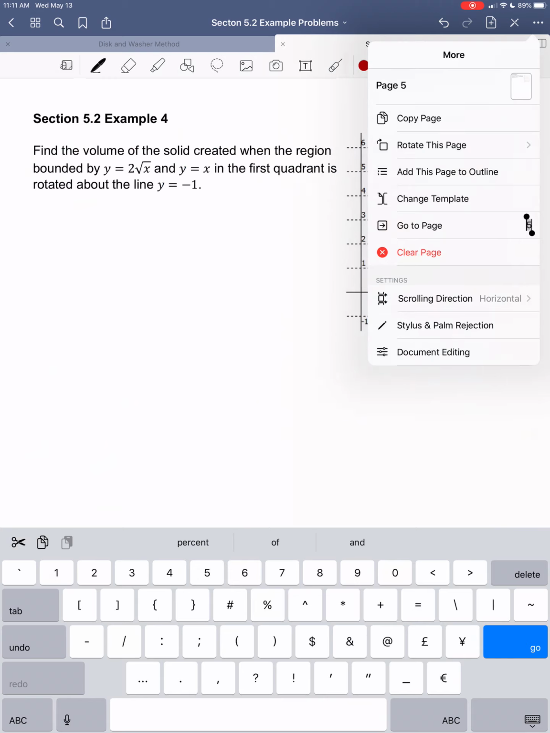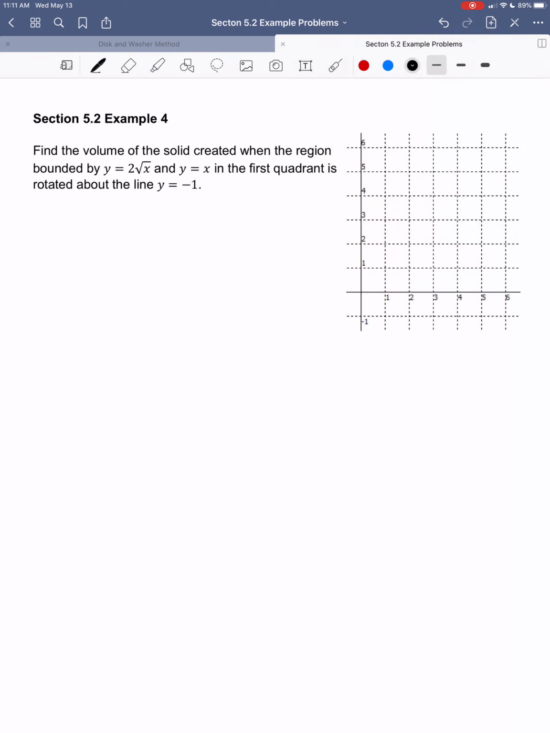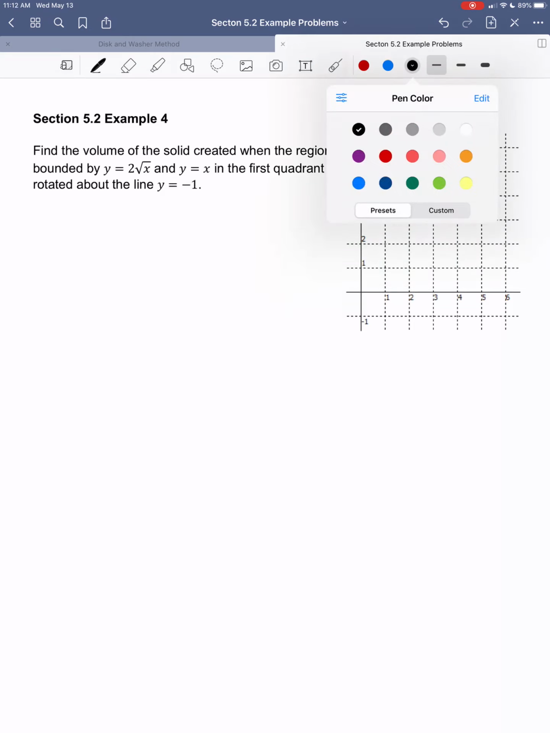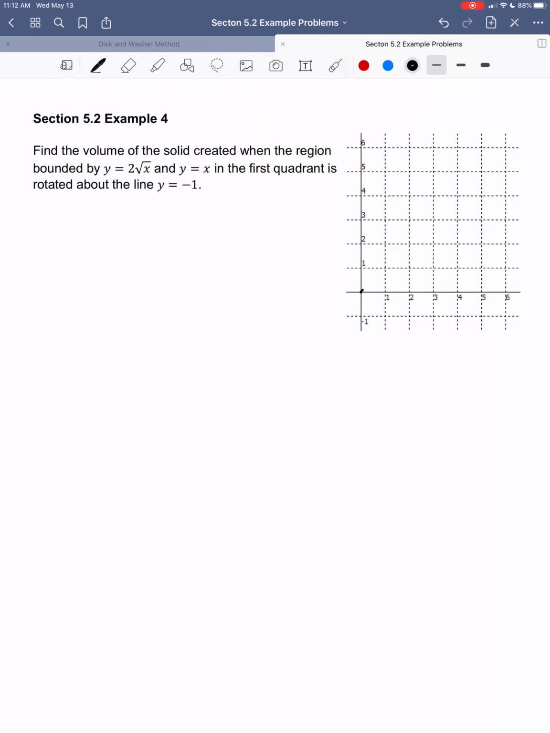Okay, this next one, same region, but now we're going to rotate about the line y equals -1. So I still have my line y equals x, and I still have this same square root graph. So I've got these same points of intersection. We would find that just like I did on the first problem of this set. In this case, we're rotating about the line y equals -1. That's this line down here.